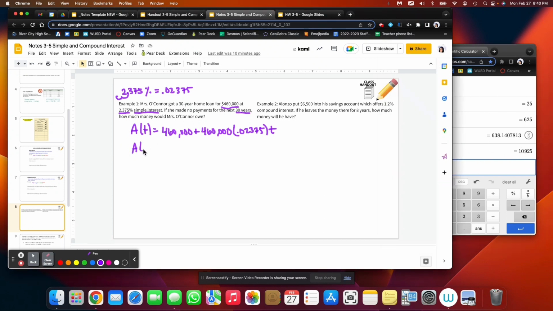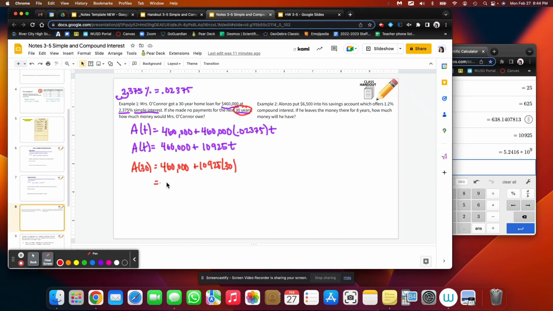So our equation is going to be A of t equals the original amount, $460,000, plus 10,925 times t. So here's the equation that represents the amount of money that she would owe after a certain amount of years. Now it's telling us after 30 years, how much money is she going to owe if she makes no payments, meaning if she doesn't pay anything to make that amount go down? That just means we're going to plug in 30 for t. So 460,000 plus 10,925 times 30.